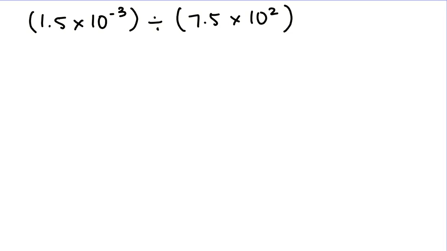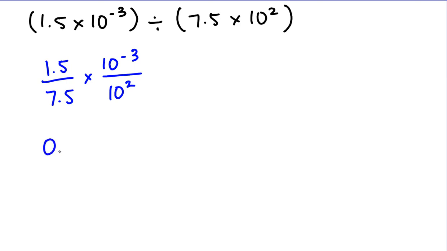Okay, here again, we want to rewrite this as two fractions, and then we're going to use our quotient property to solve. Okay, so when we have 1.5 divided by 7.5, we're going to get 0.2, and negative 3 minus 2 is negative 5, so 10 to the power of negative 5.